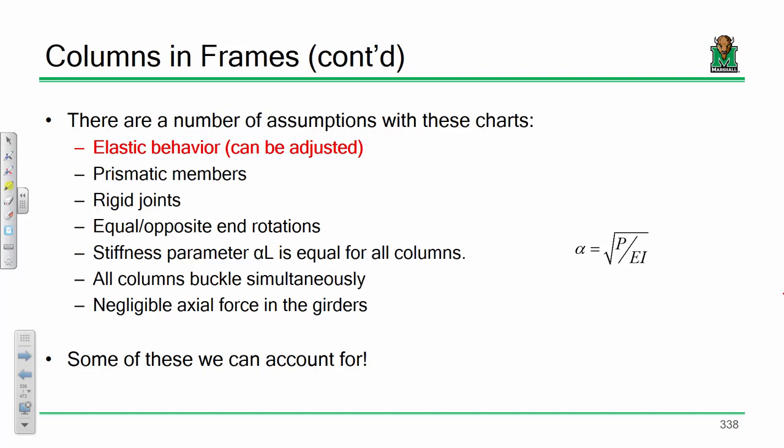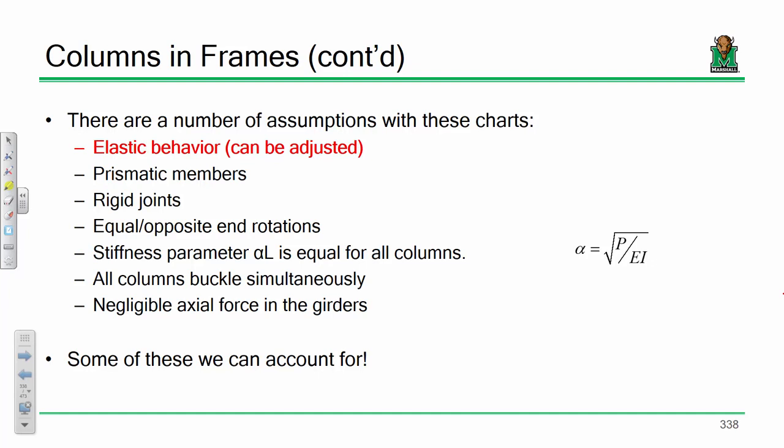Now, it was the structural engineering community back in the 60s that derived these nasty equations for these K values, and they made a lot of assumptions, okay? Some of the assumptions are pretty reasonable. For instance, prismatic members: this member is a W14 by 132 from start to end, so it doesn't suddenly become a W36 by 800, so that's pretty reasonable. We neglect axial force in the girders, and so on and so forth. There are some pretty reasonable assumptions, but some of them can be adjusted.